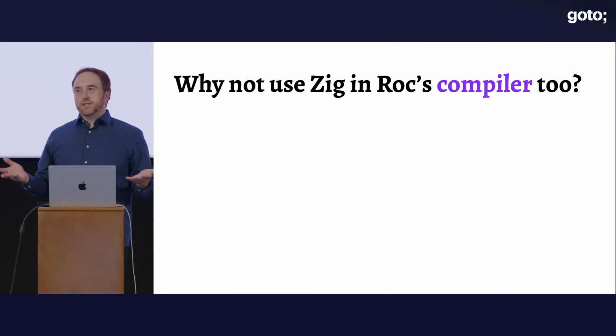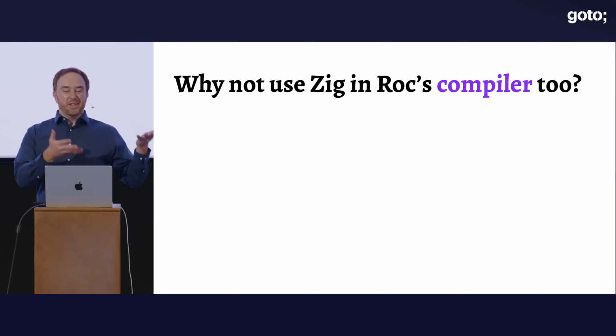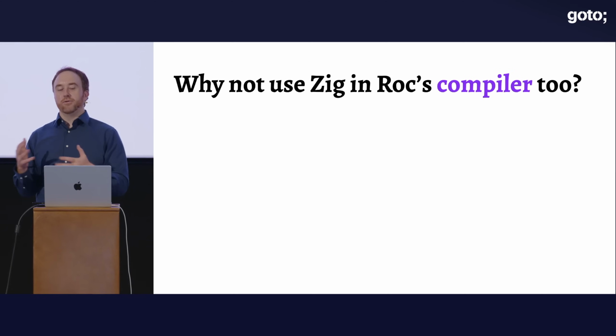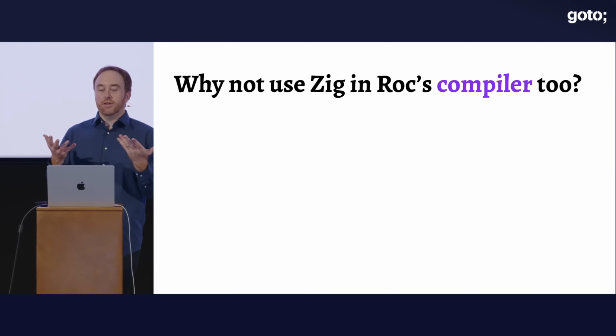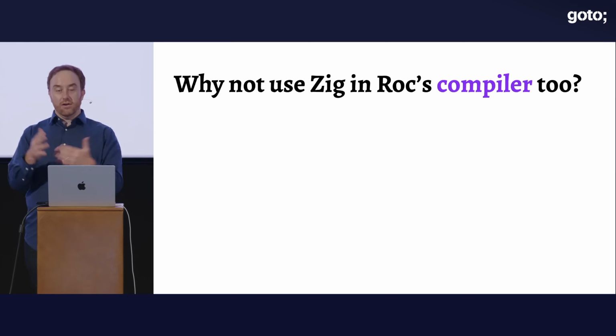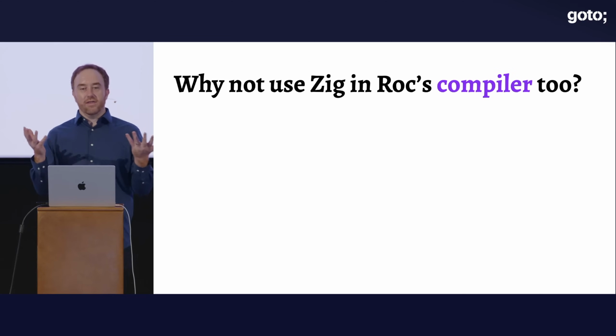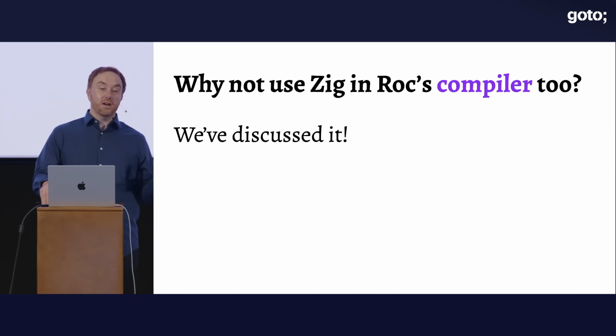So this leads to the question: knowing that we could do this, compiling them both to binary C libraries, why didn't we? Why don't we consider using Zig in the Roc compiler alongside the Rust code in some cases where we might think that Zig is a better fit? Well, actually, we did talk about this.